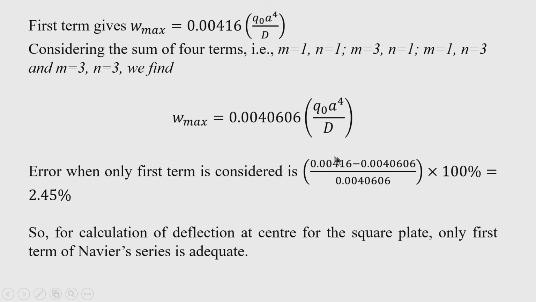So, the difference between this 0.00416 minus 0.00406, if we evaluate and take the ratio of the improved deflection that we get after considering the higher number of terms in the summation, then the percentage difference is 2.45% only. So, the first term is adequate to give a reasonable value of the deflection surface of the series. So, for calculation of deflection at the center of the square plate, only the first term of the Navier series is adequate.